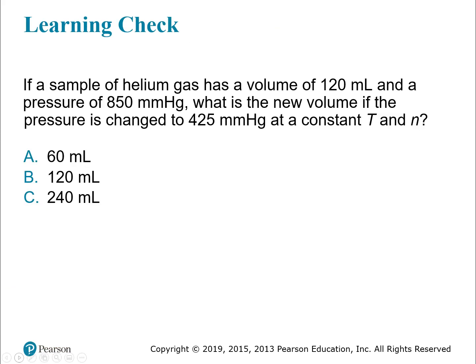Let's do one. We've got a sample of helium gas, and it has a volume of 120 milliliters and a pressure of 850 millimeters of mercury. What is the new volume if the pressure is changed to 425 millimeters of mercury at constant temperature and moles?